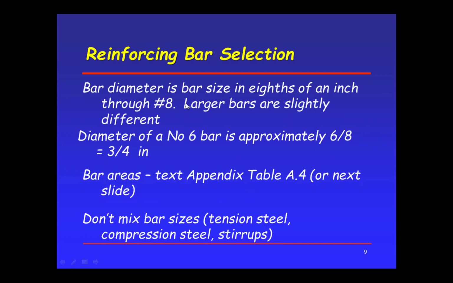How do we get that? You don't have to calculate. It's really pi r square, but you don't have to calculate that. You go to the table and read the numbers. Okay? It says larger bars are slightly different. Very small difference, but they are different. Diameter of a number 6 bar is approximately, see that 6 over 8, so it's 3 over 4.